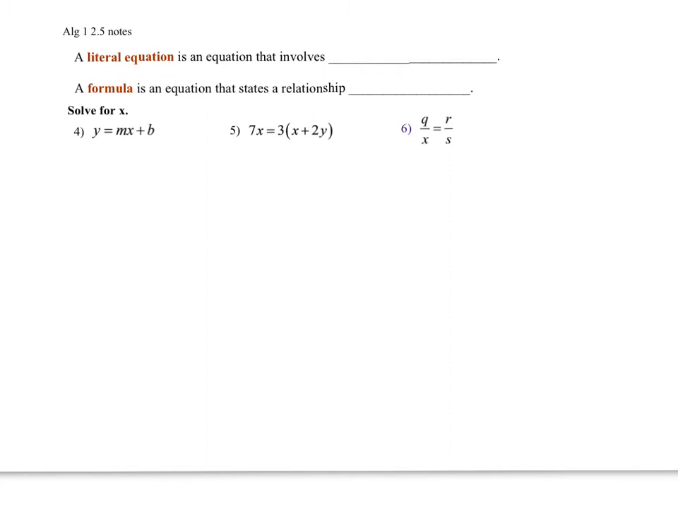A literal equation is an equation that involves two or more variables. And a formula is an equation that states a relationship among quantities.